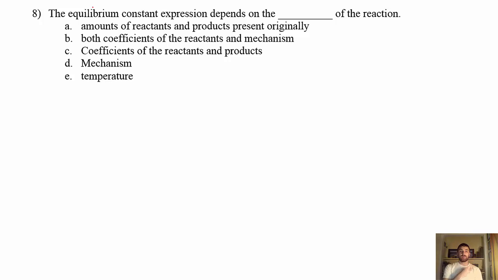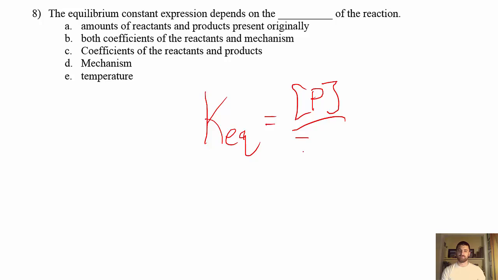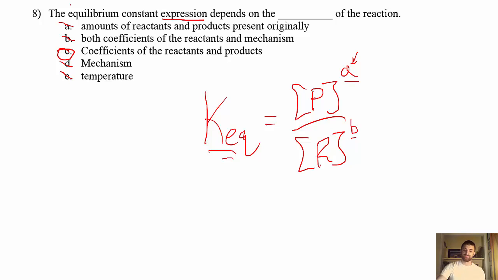8. The equilibrium constant expression depends on blank of the reaction. So again, you remember KEQ equals the concentration of the products over the concentration of the reactants and the coefficients, which I'm going to use A and B as variables. So this depends on temperature. Actually, no, the value will depend on temperature, but the expression itself is going to depend on the coefficients, other reactants and products. These things, nope. Expression, without numbers plugged in or anything, that's the only thing that changes it.